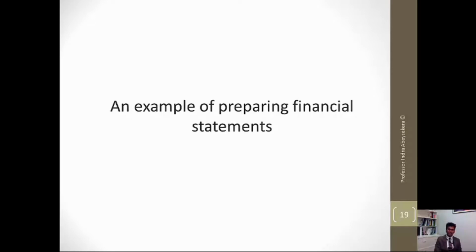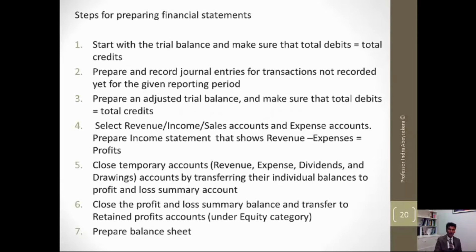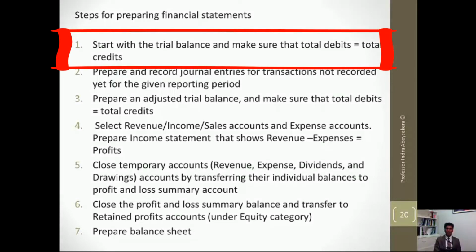Let's look at an example of preparing financial statements. Here are the 7 steps. First, start with the trial balance. Make sure total debits equal total credits.